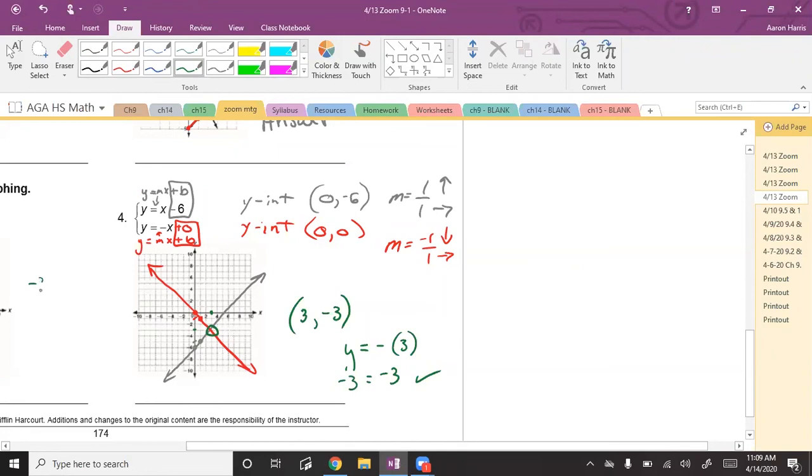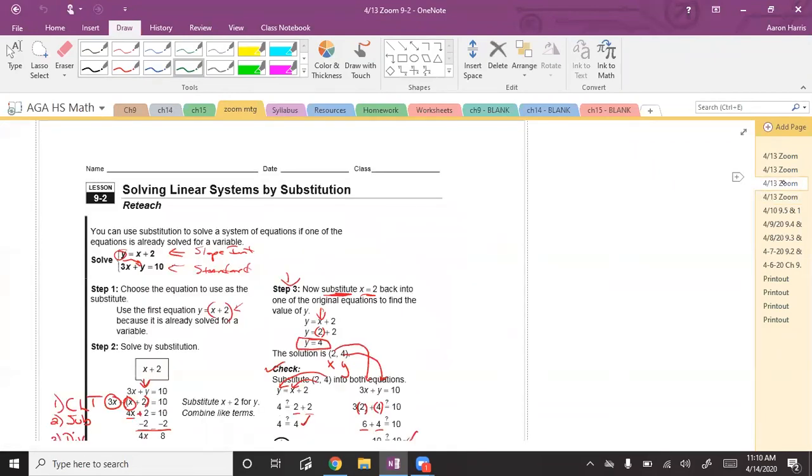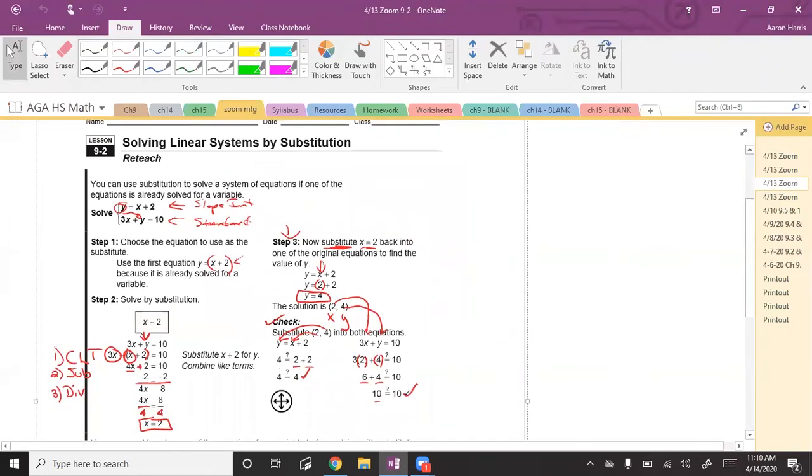y is -3, correct? x is what? 3 minus 6. 3 minus 6 is what? -3. Does -3 equal -3? Yes. So it checks out. So (3, -3) is the solution to that system. Okay. Then I'm going to just run right through these. So then 9.2 talked about solving systems by what?